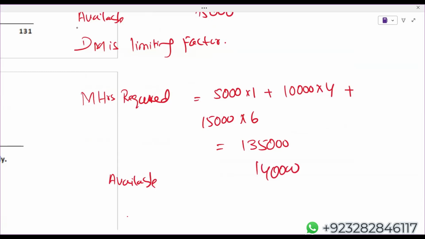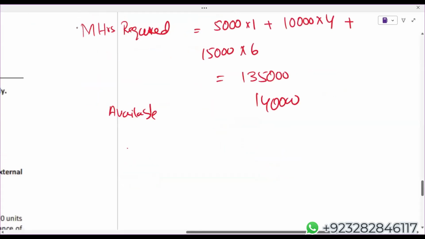So the limiting factor is direct material. Now simply what do you need to do? Just calculate contribution per unit divided by the limiting factor which we need per unit. Then you will get contribution per limiting factor. The product which gives us highest contribution per limiting factor, that we will manufacture first. We have got 3 products: natural, fruity, luxury.